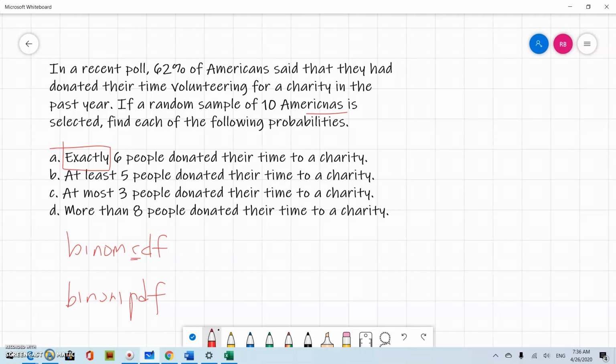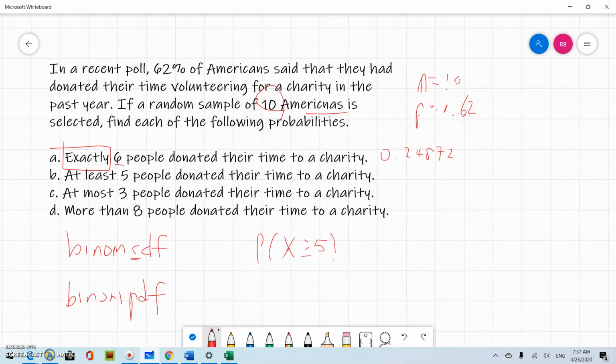So what you do is go to 2nd vars. The trials in this case would be 10 because there are 10 Americans. P is 0.62. The X value that I'm interested in is 6. When you do all that, it gives me 0.24872.